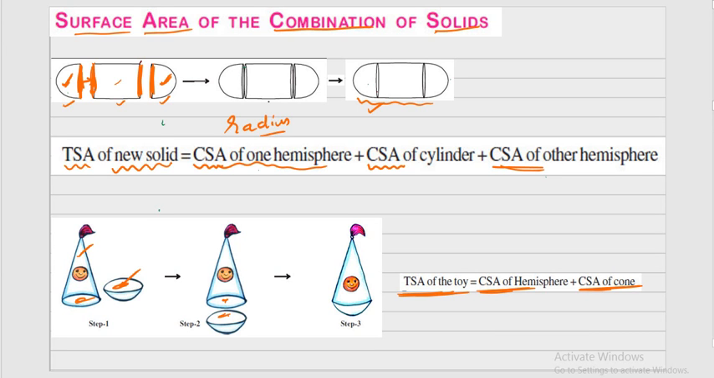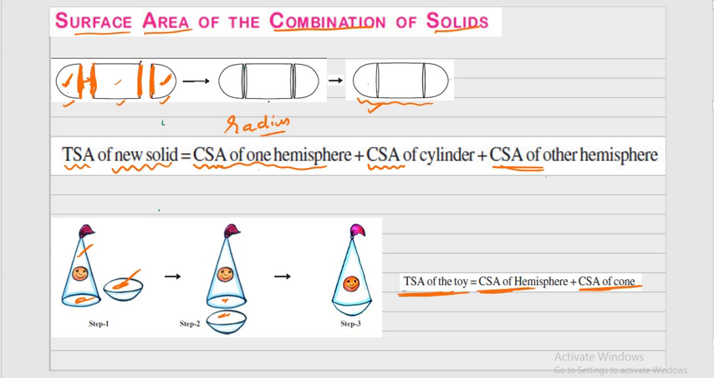So for all the figures, this may not be the case, right? If you are asked to find the TSA of the toy, do not simply write down all the CSAs. So it is not always the case. For some particular questions, the conditions may change, right? Those also we are going to discuss in this particular chapter.